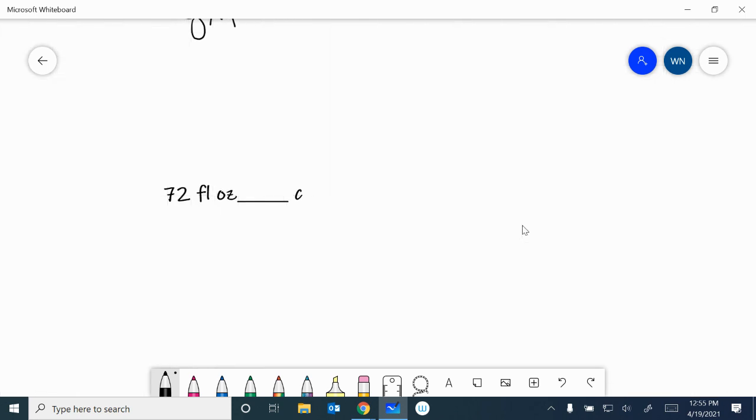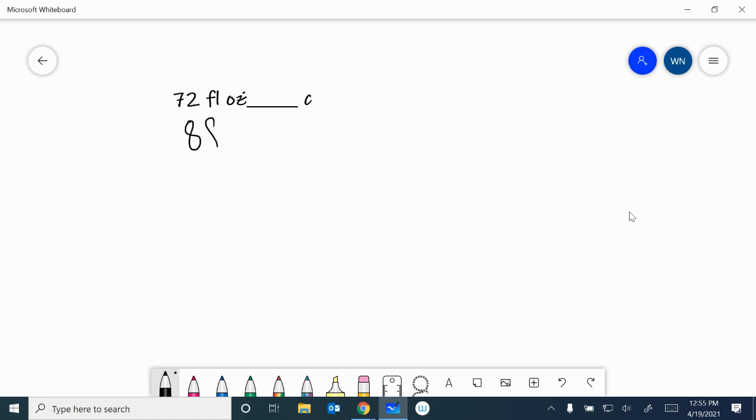Let's try another one. 72 fluid ounces equals how many cups? I'm missing the equal sign there, but you can put it in. Go ahead and try it out. For this one, fluid ounces to cups.